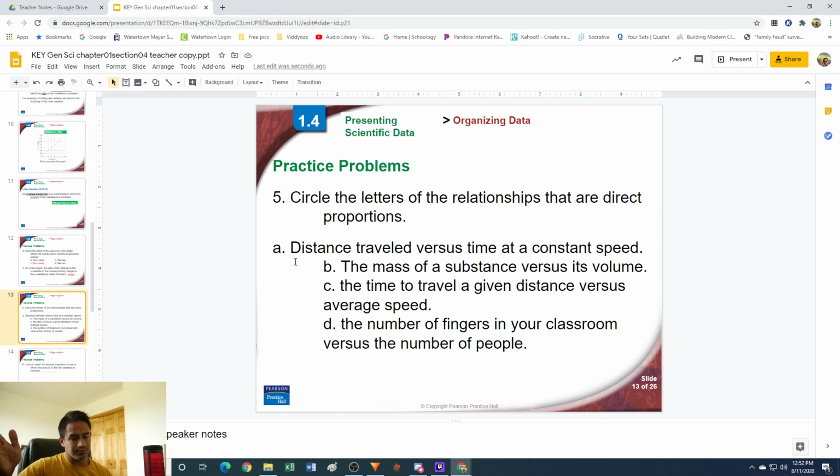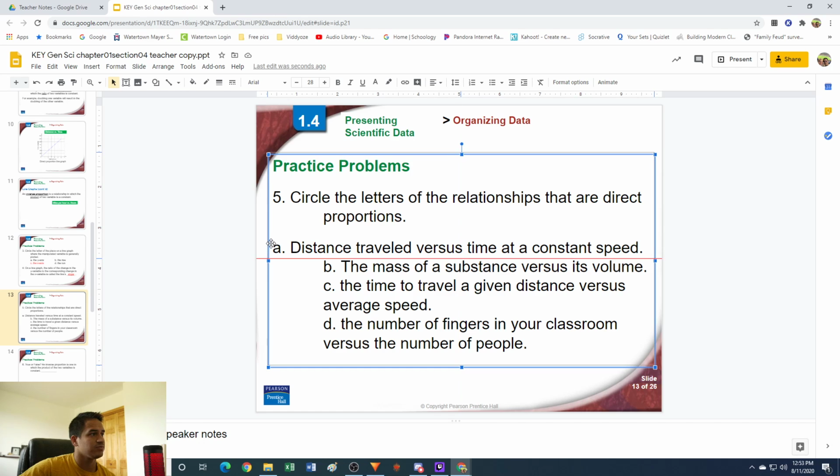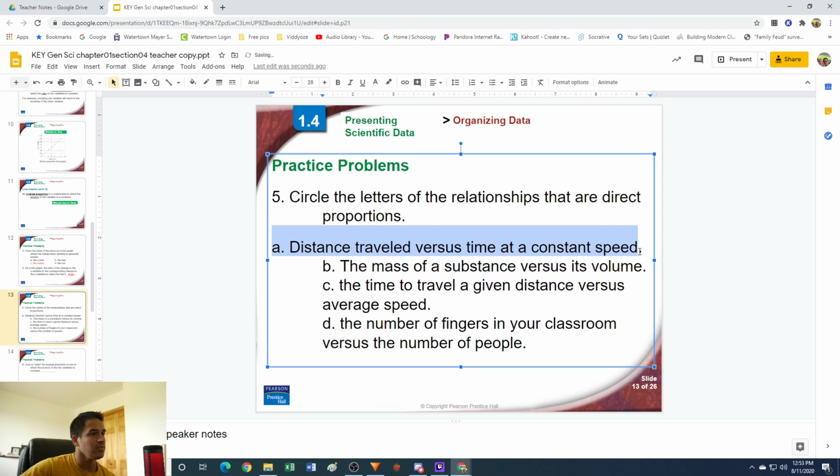So if we're traveling, let's say 60 miles an hour, and we travel for 1 hour, we'll go 60 miles. So as time goes up by 1 hour, distance goes up by 60 miles. If we travel for 2 hours, now instead of traveling 60 miles, we travel 120 miles. So we've increased time by 2, our distance has gone up by 2. So that means that A is a direct proportion. So that one is one we can highlight.